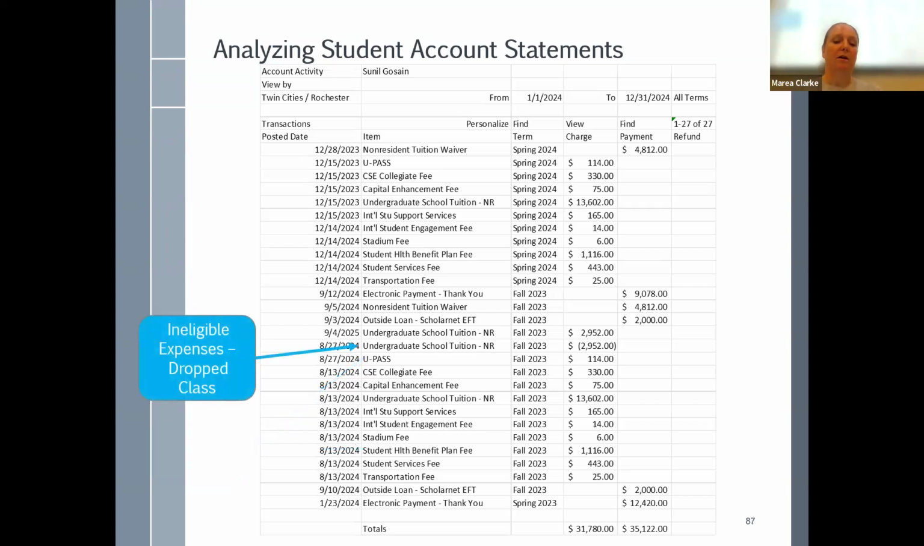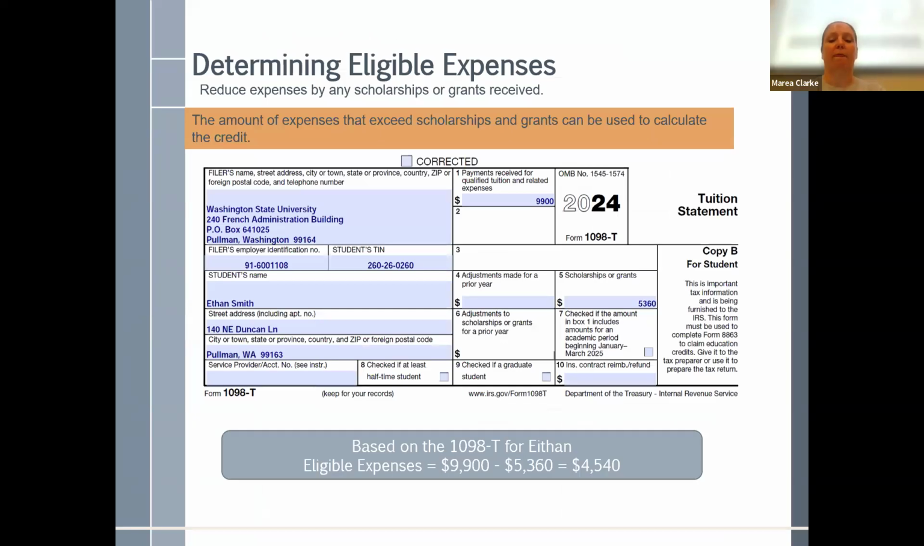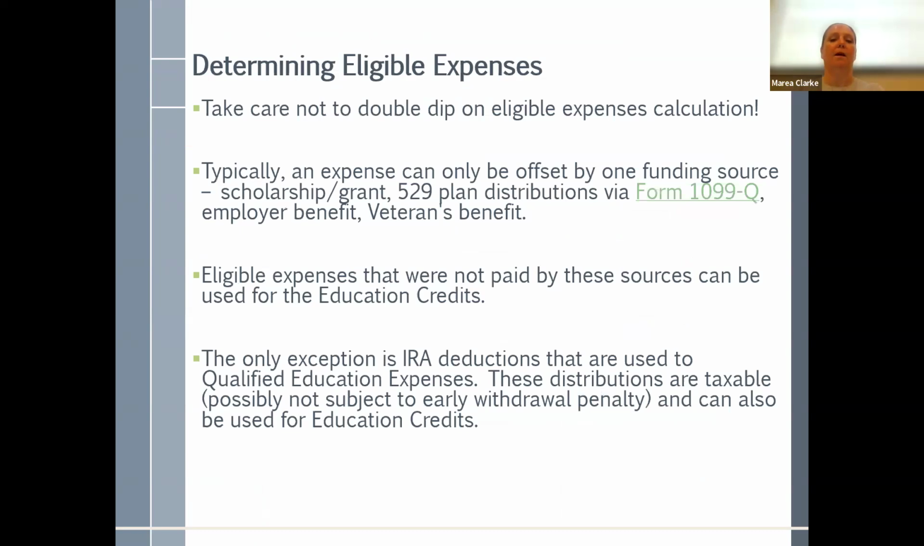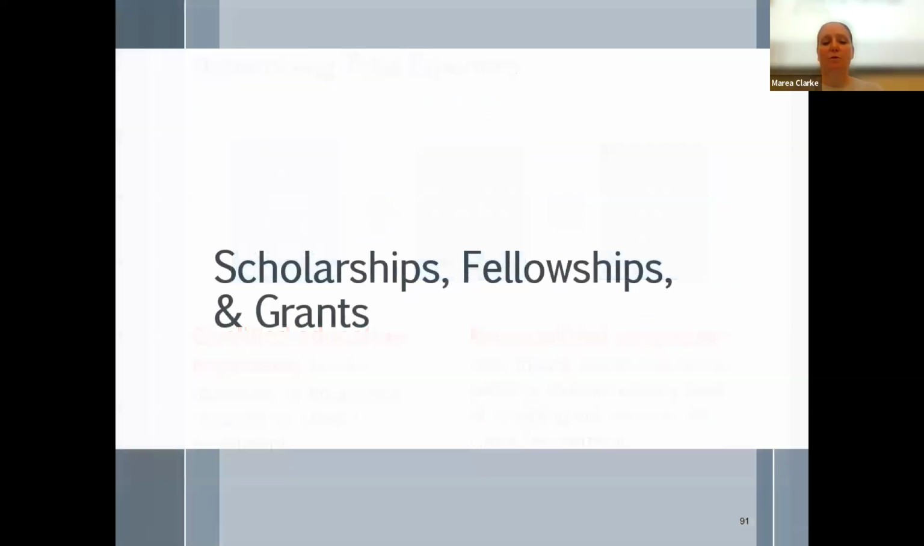Likewise, if we were looking at this here, you can see that they dropped a class, right? So that $29.52 of tuition, we can't count that because there was a subtraction on that. They dropped it right away, so we need to take that out. You can look at that. I said that they don't net the numbers out. So here is an example of a 1098-T where they had $9,900 of expenses, $53.60 of scholarships. So they had $45.40 of qualified education expenses. So on and so forth.